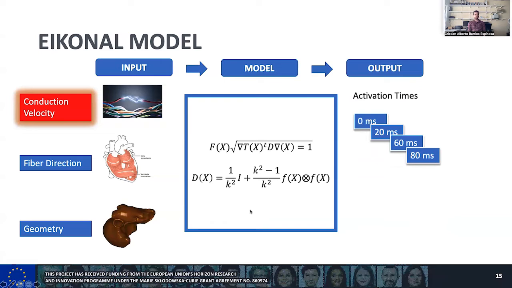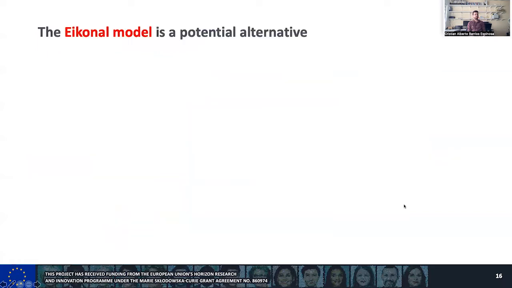Then the output is only the activation times, which is different from the reaction diffusion, where we have the transmembrane voltage for every node and every step in time. Here we only have the activation times for every node, and that's why the model is less detailed.